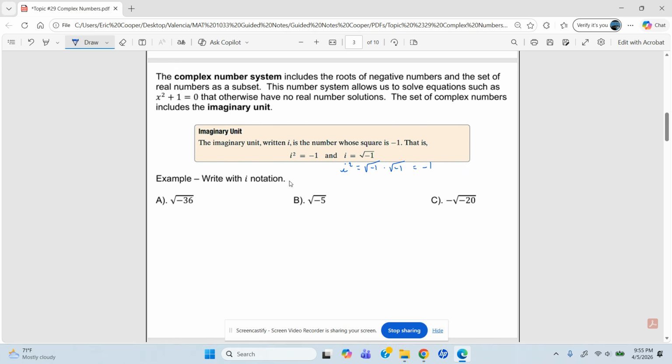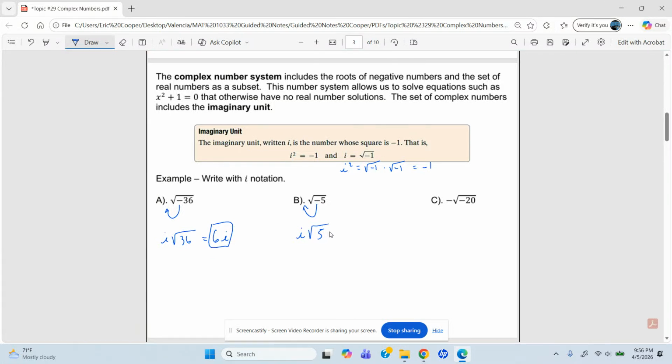So when I go through and write things in i notation, I'm basically taking out the negative right away and turning it into i. So when I look at the square root of negative 36, the negative comes on the outside and it now becomes i. And then I can take the square root of 36. We know the square root of 36 is just 6. So now this will simply be 6i. Again, take the negative out and call it i.